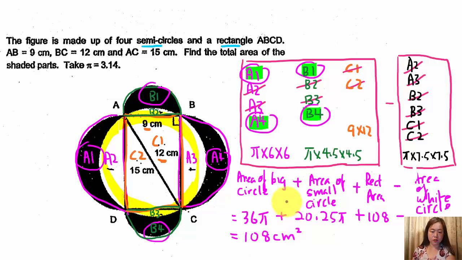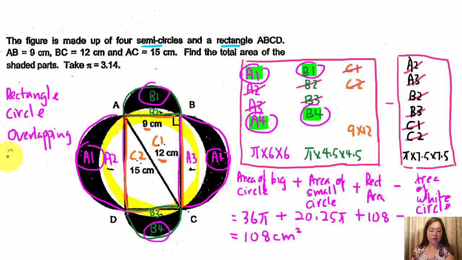So let's recap what we have learned. We learned that when there are weird shapes that we need to find, it is likely that we need to find the typical shapes that we have learned in our syllabus and minus another shape that we have in our syllabus so that we can remove the overlapping area. So the concept here is mainly area of a rectangle, area of circle, area of overlapping area.